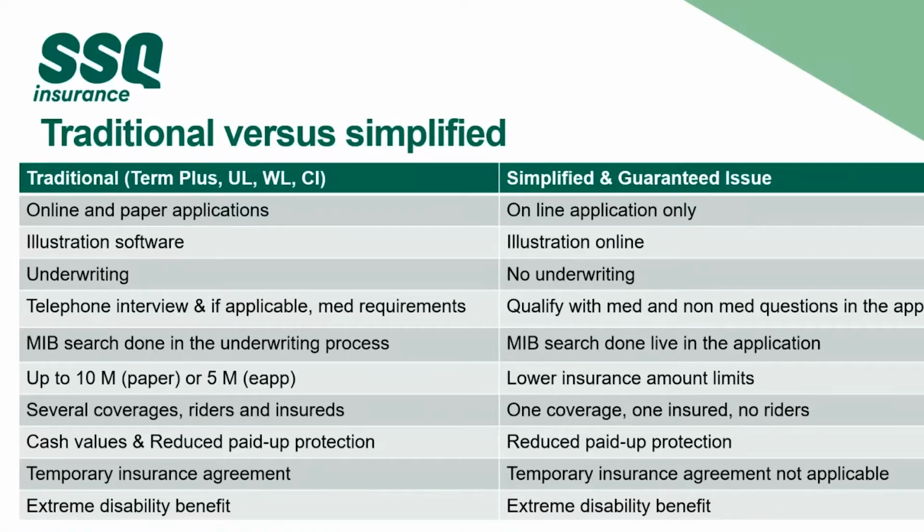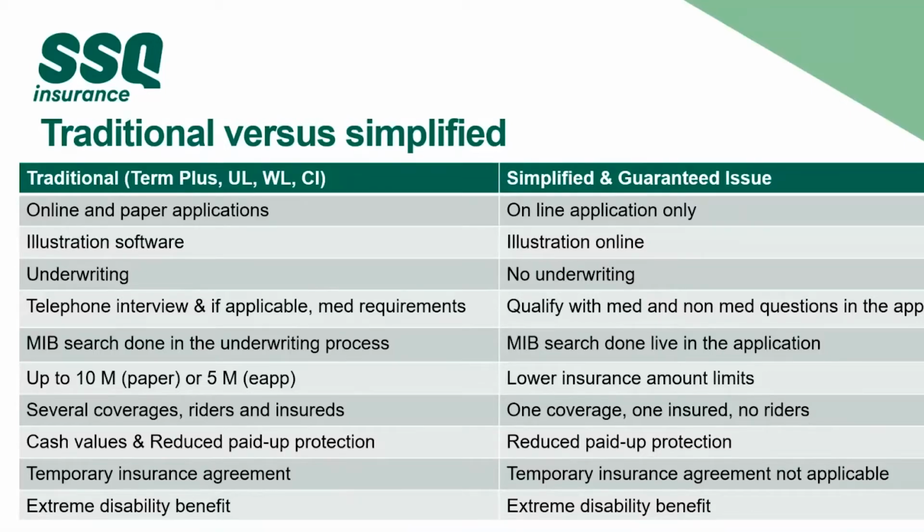Simplified products do not have underwriting. Therefore, it's fast issuing and everything is done automatically. Our traditional products have full underwriting and medical requirements. MIB searches are also done differently. For the traditional product, the search is done during the underwriting process. For the simplified version, the MIB search is done live in the application. I'll talk more about this a little later.